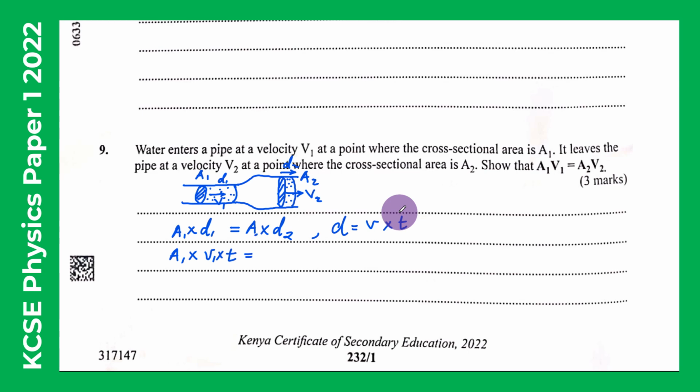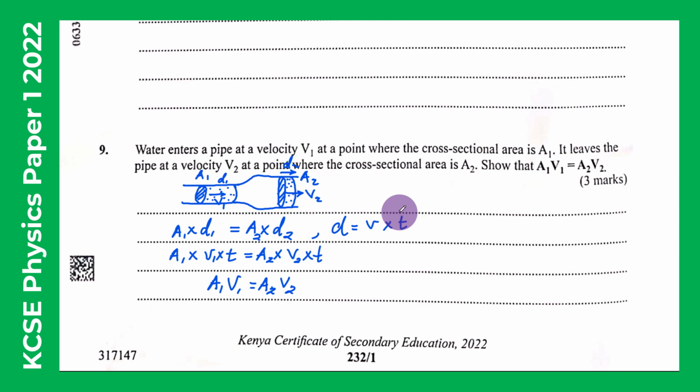This is A2. A2 D2 will be equal to A2 V2 times time. And you can see the times, they are the same. Since the times are the same, then we end up with A1 V1 is equal to A2 V2. So we can use the idea of volume.